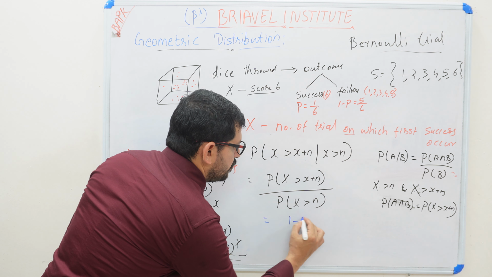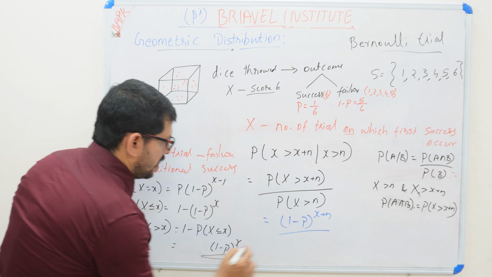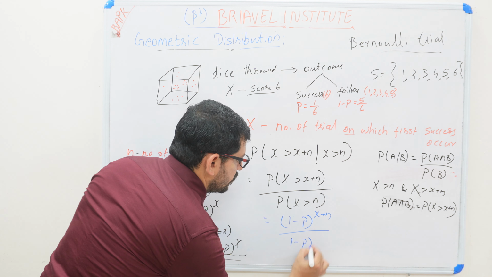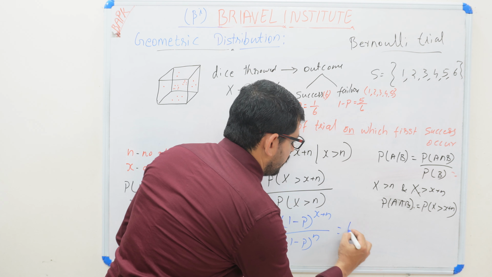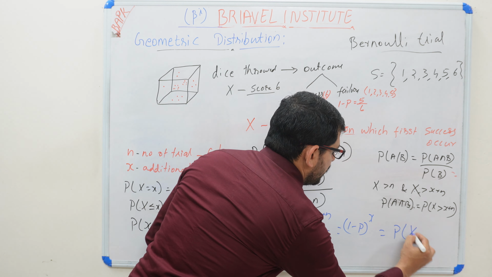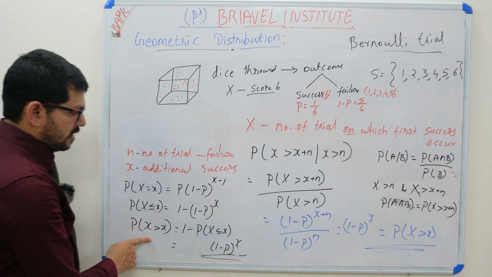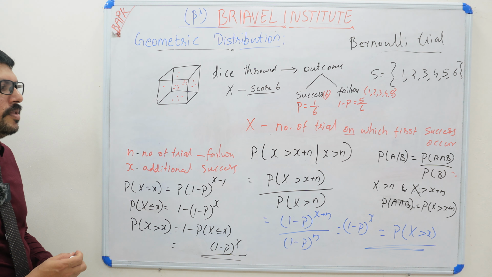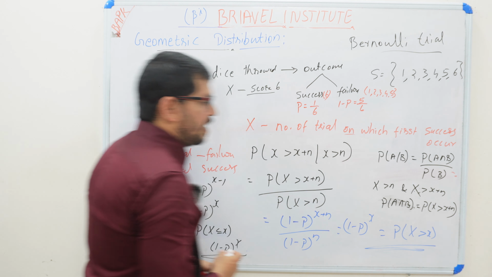It is (1 minus p) raised to x plus n, divided by the probability of S greater than n, which is (1 minus p) raised to n. So we can cancel, and it will become (1 minus p) raised to x. This is equal to the probability of S greater than x. So what we understood is that this is equal to the probability of S greater than x.